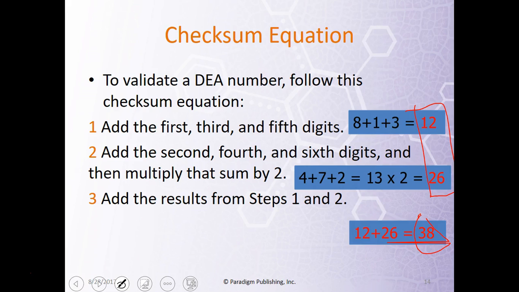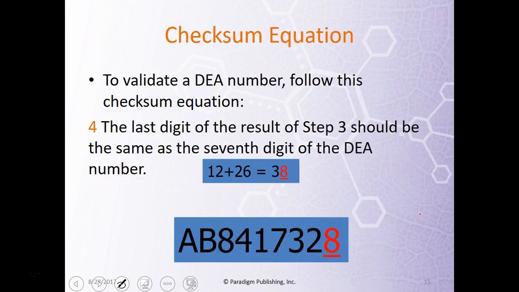So what we're going to do now is check the checksum. We're going to validate our DEA number. So our validation number is the last digit of your checksum number. So it's an 8. So we need to make sure that it matches the 8. It does. So the number is correct. Now we're taking on faith that the A, it's a doctor and their last name starts with B.